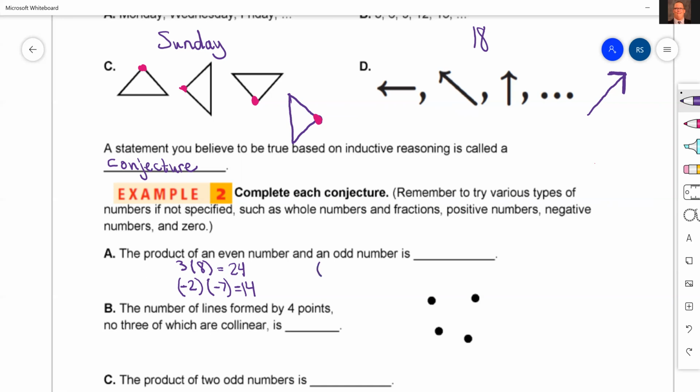So how about -2 times 3? It's going to give me -6. What do we notice about all of these numbers? If you multiply an even number and an odd number, your answer will be what? Even. 24 is even, 14 is even, -6, even though it's negative, is even.